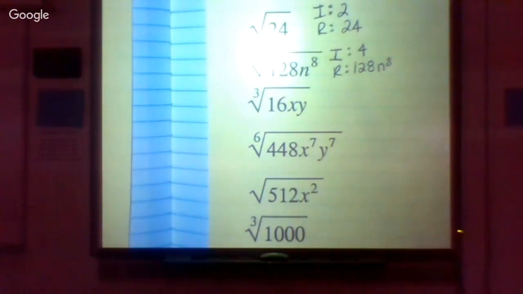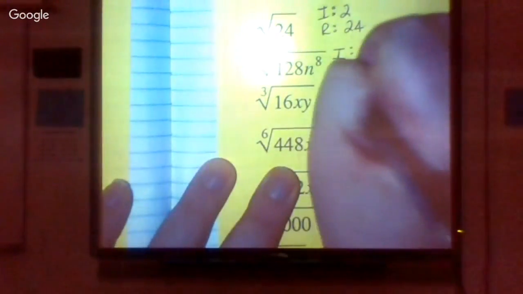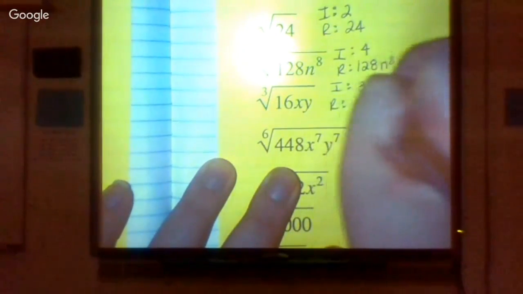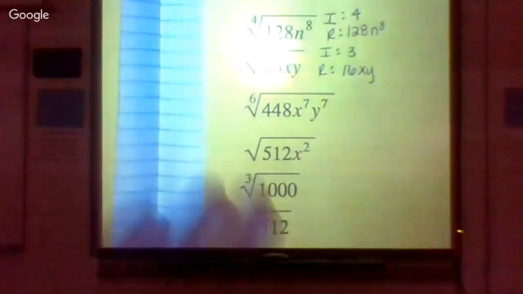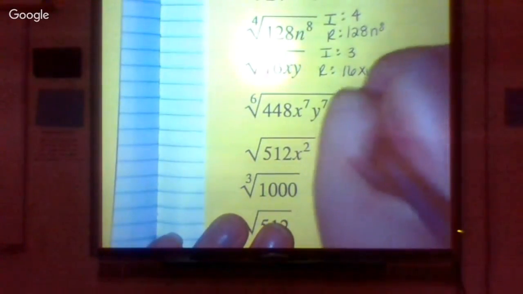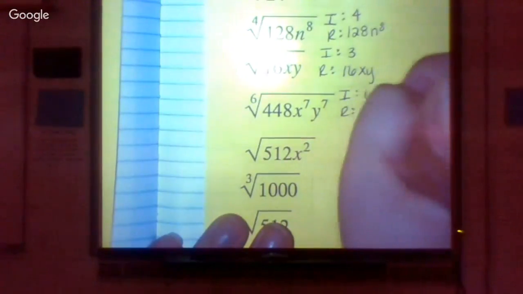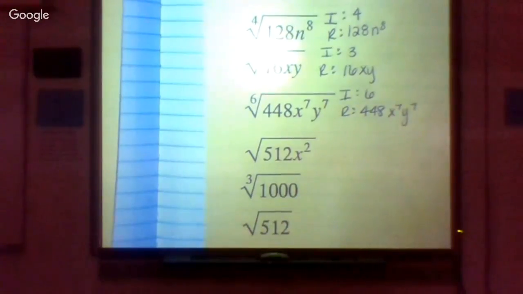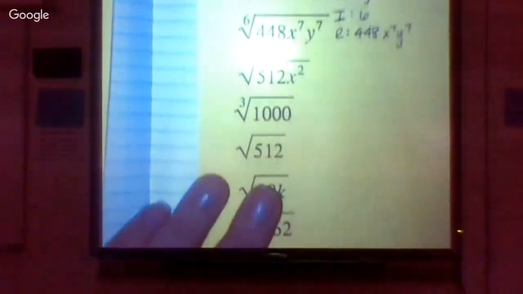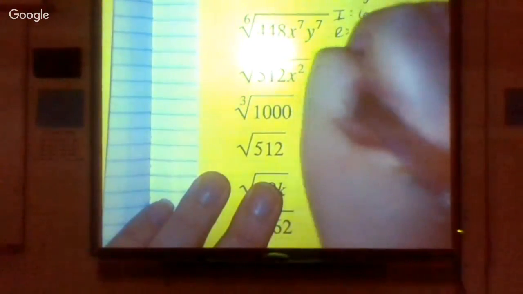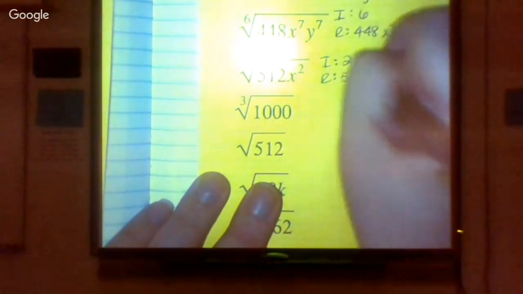The next one. What is my index here? 3, and my radicand is 16xy. Index 6, radicand 448, 2x to the 7th, and y to the 7th. My next one. Index 2, radicand x to the 2nd. Okay.